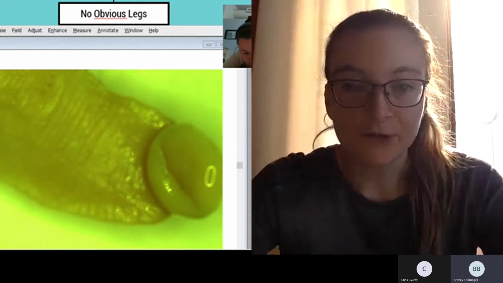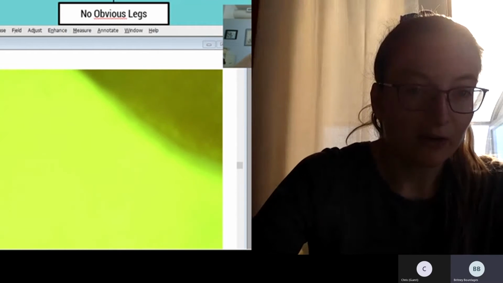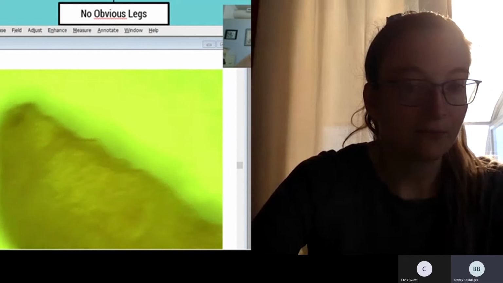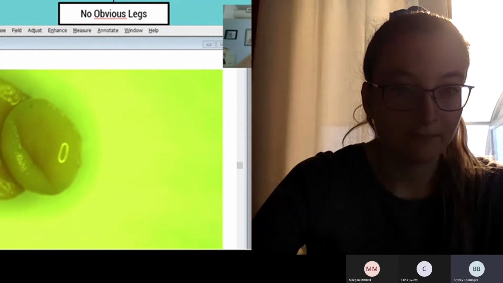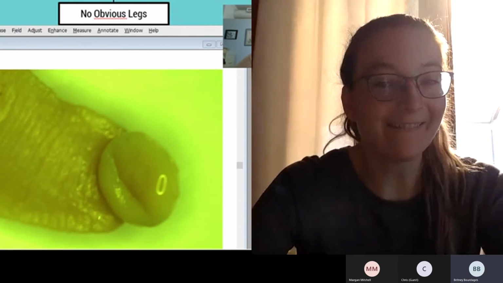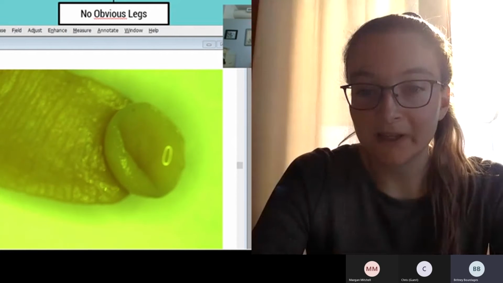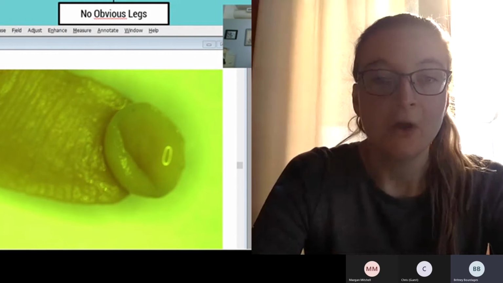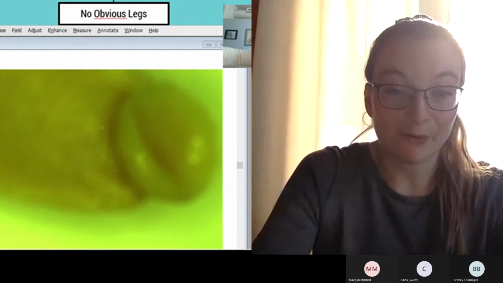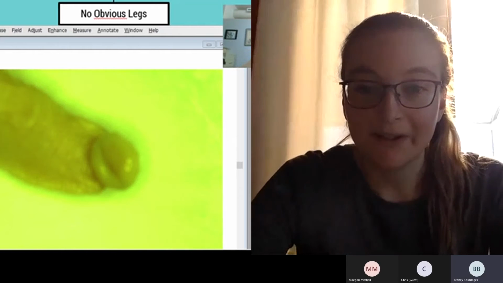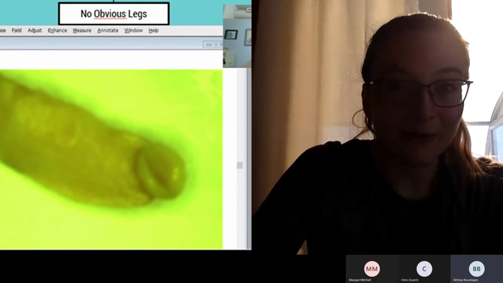That brings us to whether or not it has an obvious head. Can we see a head, or what we think might be a head here? What do we think? Not really. Yeah, there is no obvious head on this guy. That brings us to two options. It can either be an aquatic earthworm or a leech. The way you can tell is whether it looks earthworm-like, so it's long, slender, and wiggly, or if it has suckers on both ends. With this, what do you guys think it is?